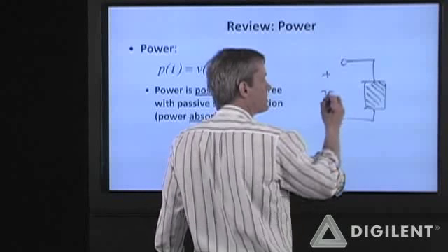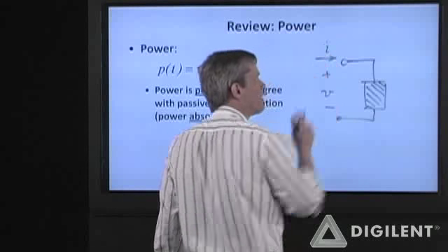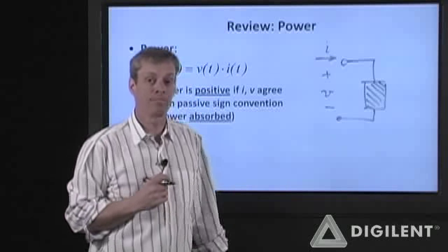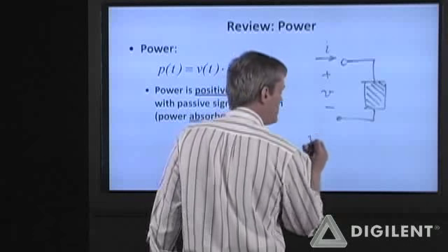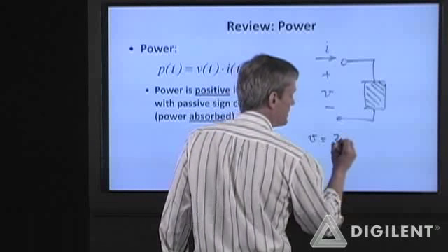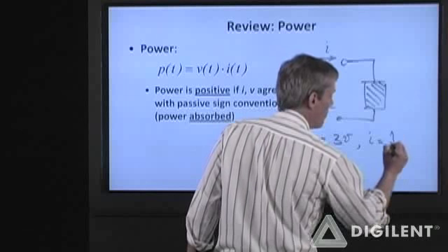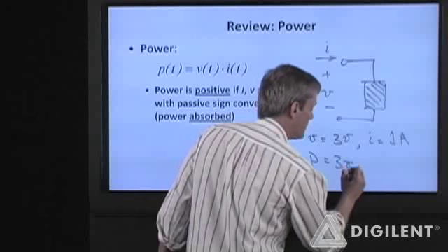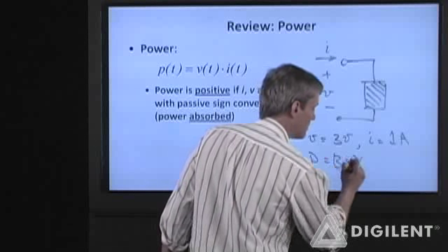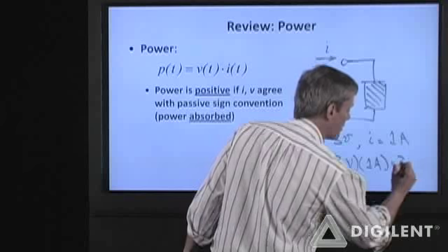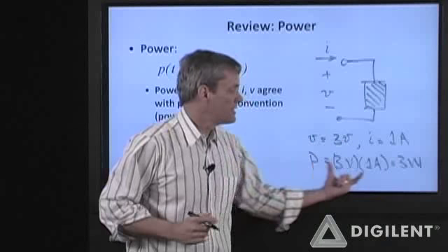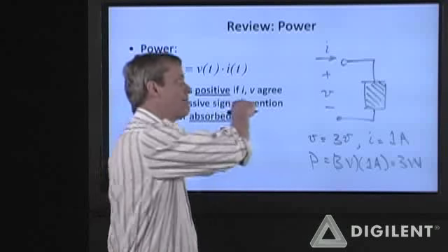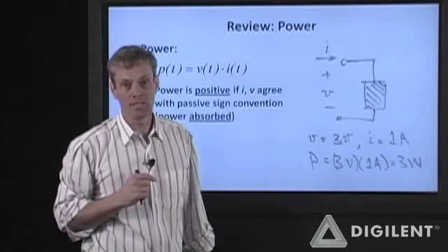For example, if I have some circuit element here with a voltage difference across it and a current going into it, where I've defined my positive voltage polarity as shown and current is going into the positive voltage node, and say I do my analysis and I find out that V is 3 volts and I is 1 amp, okay, then power is 3 volts times 1 amp, or 3 watts. Since this is a positive number, that indicates that power is being absorbed by this element. That means that I and V agree with the passive sign convention.